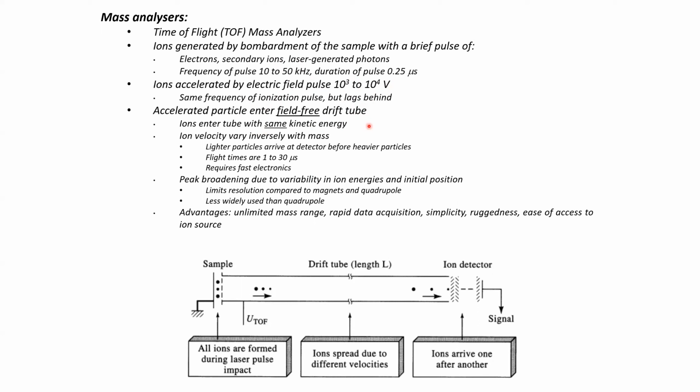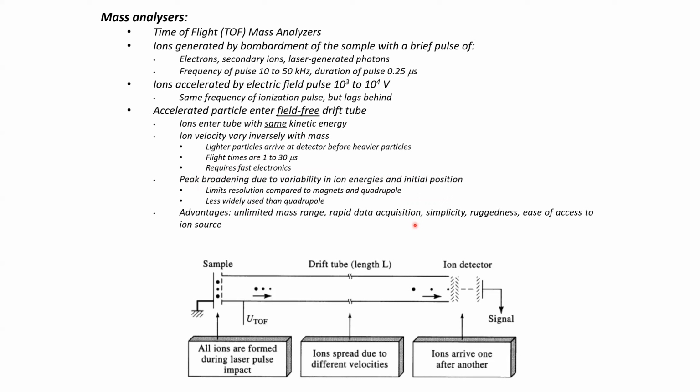We then have lighter particles arriving at the detector before heavier particles, and the flight times are around 1 to 30 microseconds, which requires fast electronics. Sometimes we have peak broadening due to the variability in ion energies at the initial position, which limits the resolution compared to magnets and quadrupole. It's less likely to be used than quadrupoles.